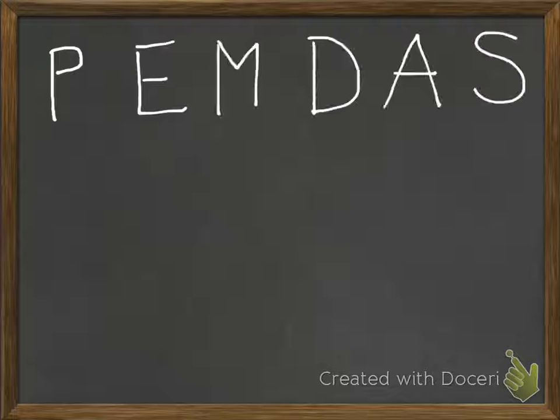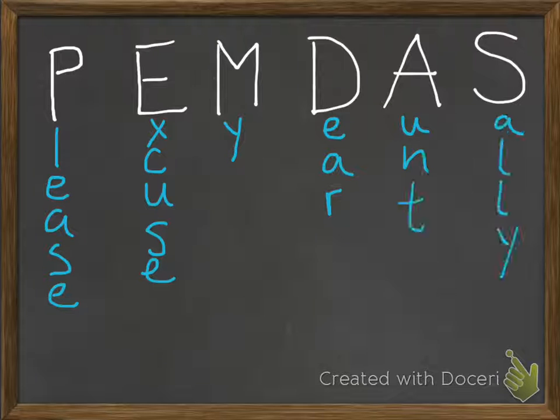To remember order of operations, we use the word PEMDAS. One way to remember this word is with the phrase, "Please excuse my dear Aunt Sally."